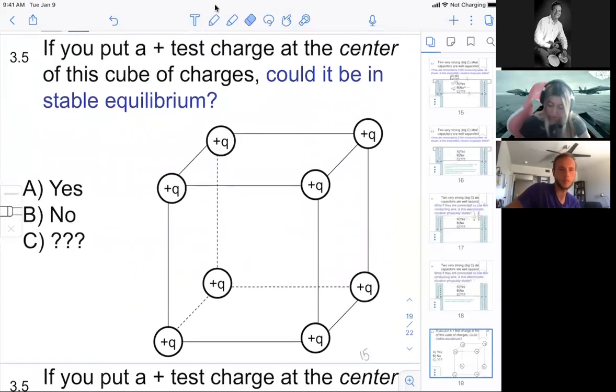Now, one last question before I solve some examples together with you. This is one last clicker question. Here you have these 8 point charges, sitting like a lattice at each corner of a cube. You put a positive test charge Q in the middle. Do you think it could be in stable equilibrium in the middle?